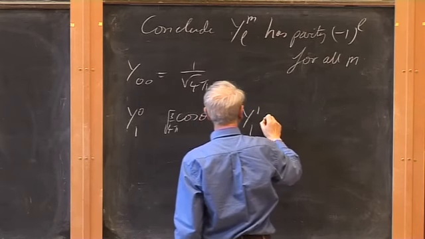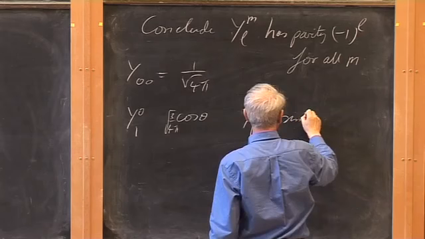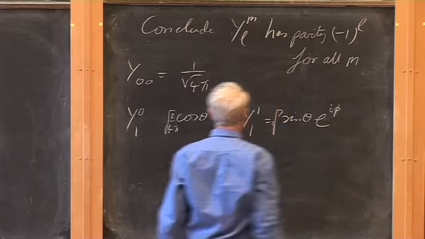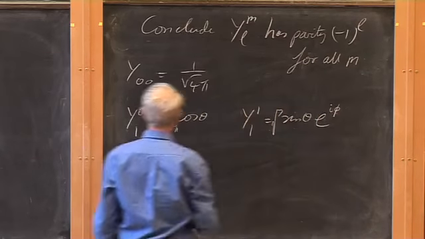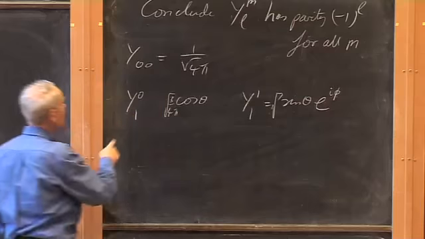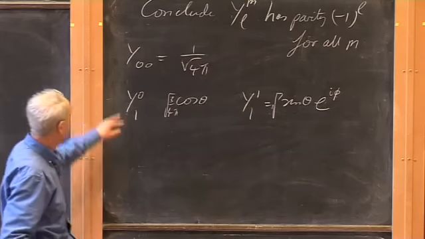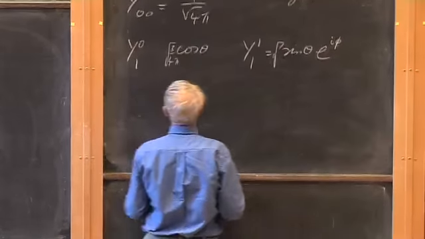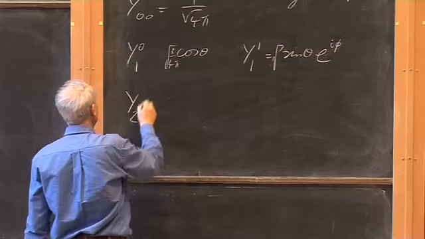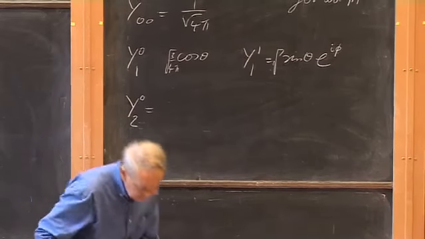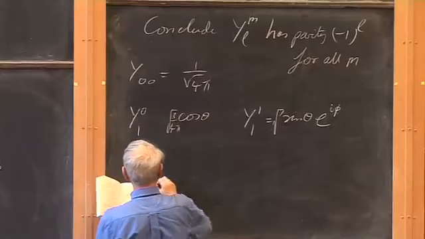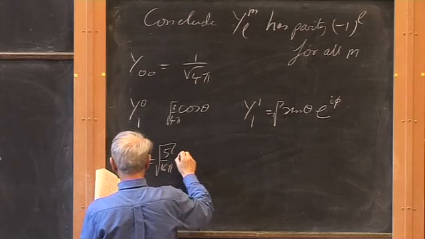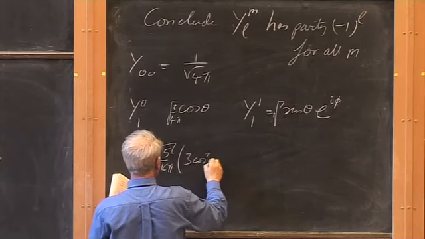Y_11 is, of course, sin theta times some normalizing factor e^(iφ). And Y_1,-1 would be the same thing with a minus sign here. So the point is that the Y_1s go like cos theta and sin theta. And the Y_2s go like cos theta, sin theta. So Y_20 is equal to a normalizing factor that happens to be 5 over 16π. That's not so interesting, times 3 cos² theta minus 1.